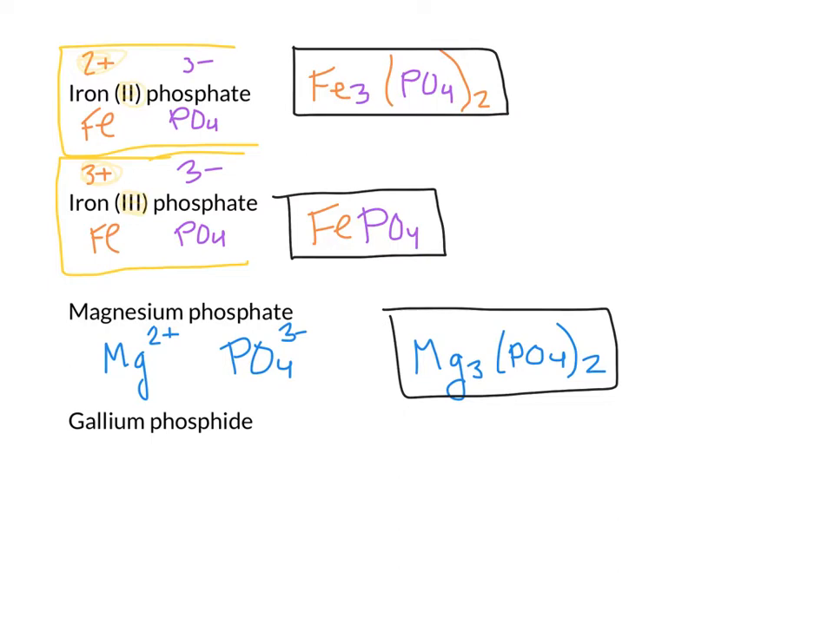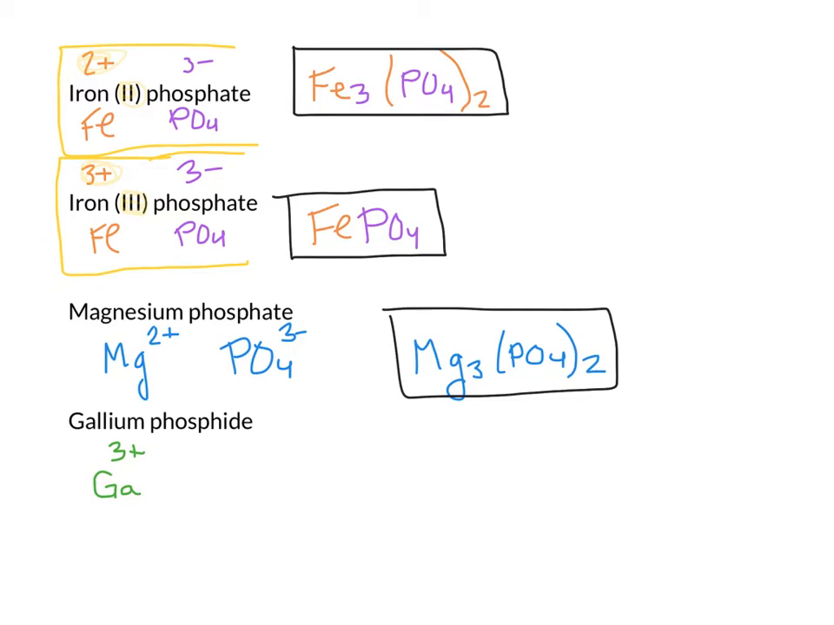Same deal with gallium phosphide. Gallium is in group 13. It's in the p block of the periodic table, and it has a 3+ charge. It'll always have a 3+ charge. It is not a transition metal, so we do not use stock numbers for gallium. Iron is a transition metal, so we have to use these stock numbers. Here, there's no stock number because gallium always has a positive 3 charge.